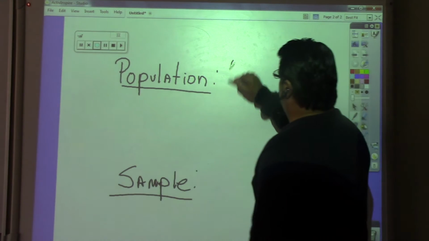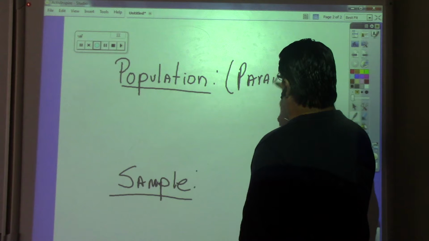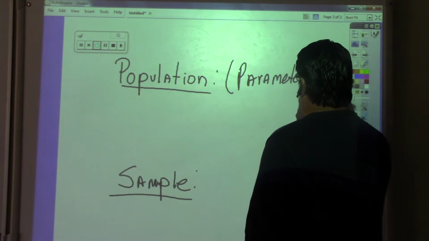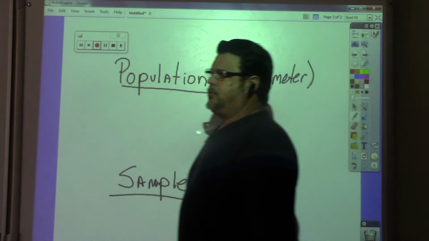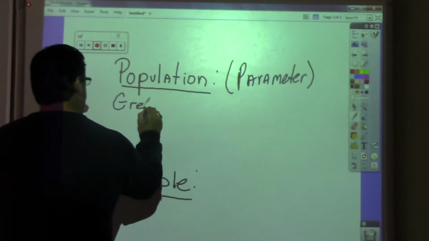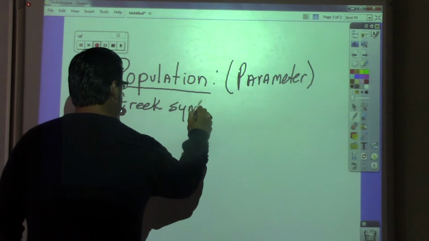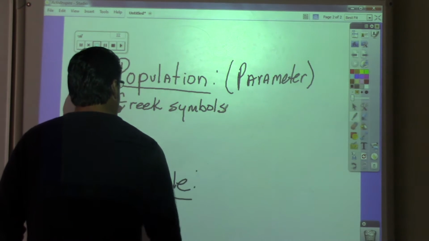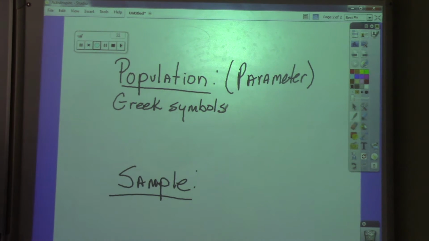Population, we're talking about parameters. Parameters meaning Greek symbols. Now, why have I got to tell you if they're Greek symbols or not? Well, in the real world, if you're in a meeting and you see a Greek symbol, you know it has to do with the population. If you see a regular symbol like an alphabet letter, like S or X, then you know it's a statistic, which has to do with the sample.